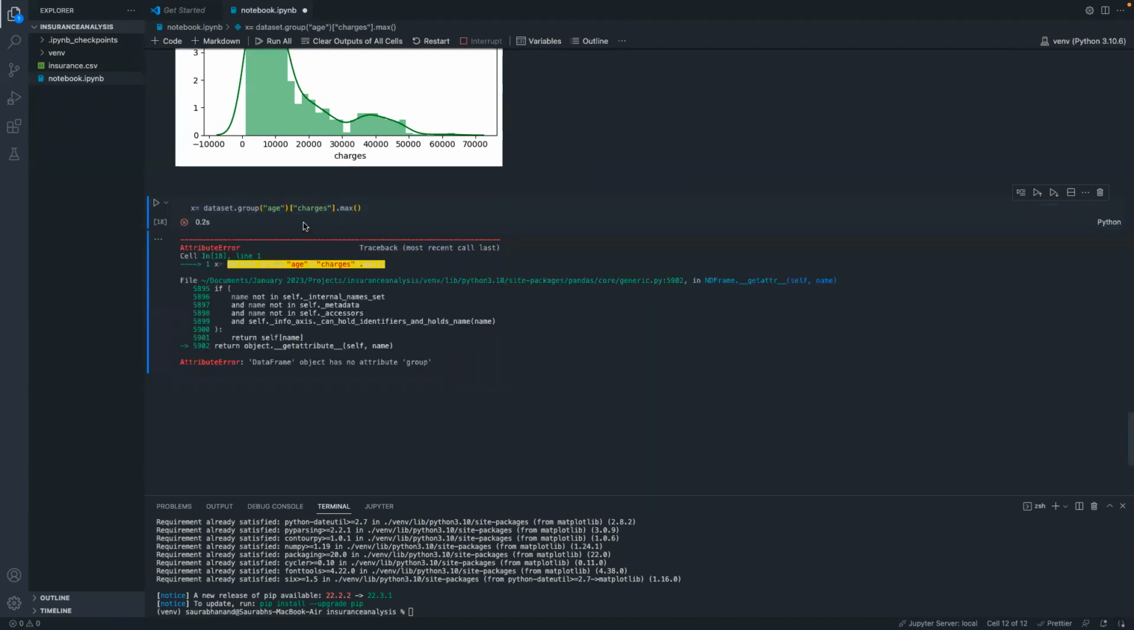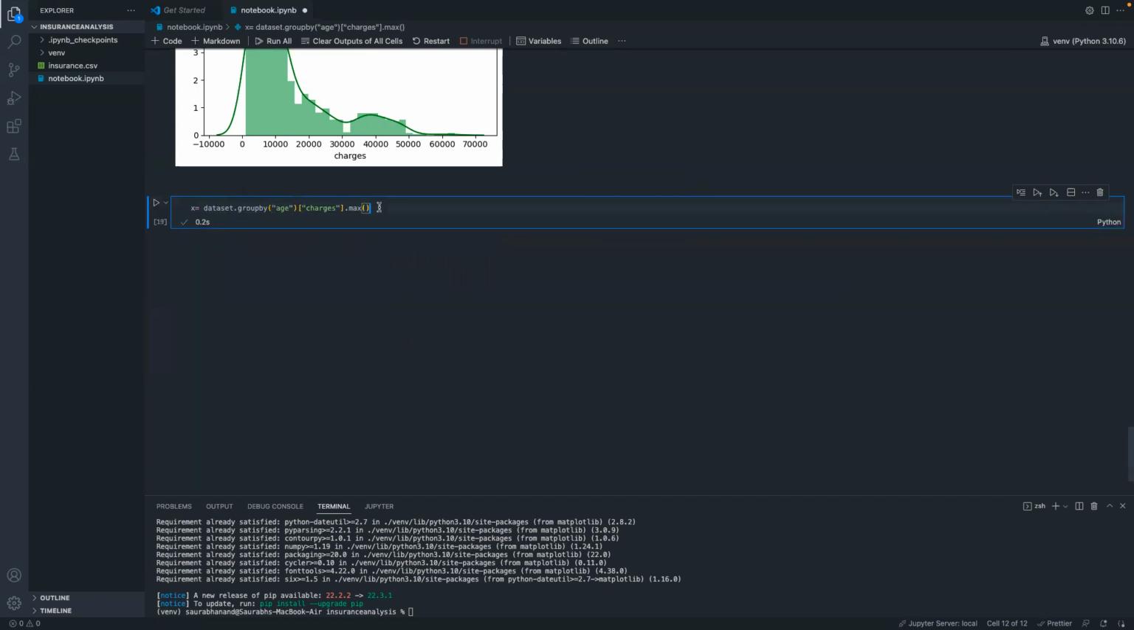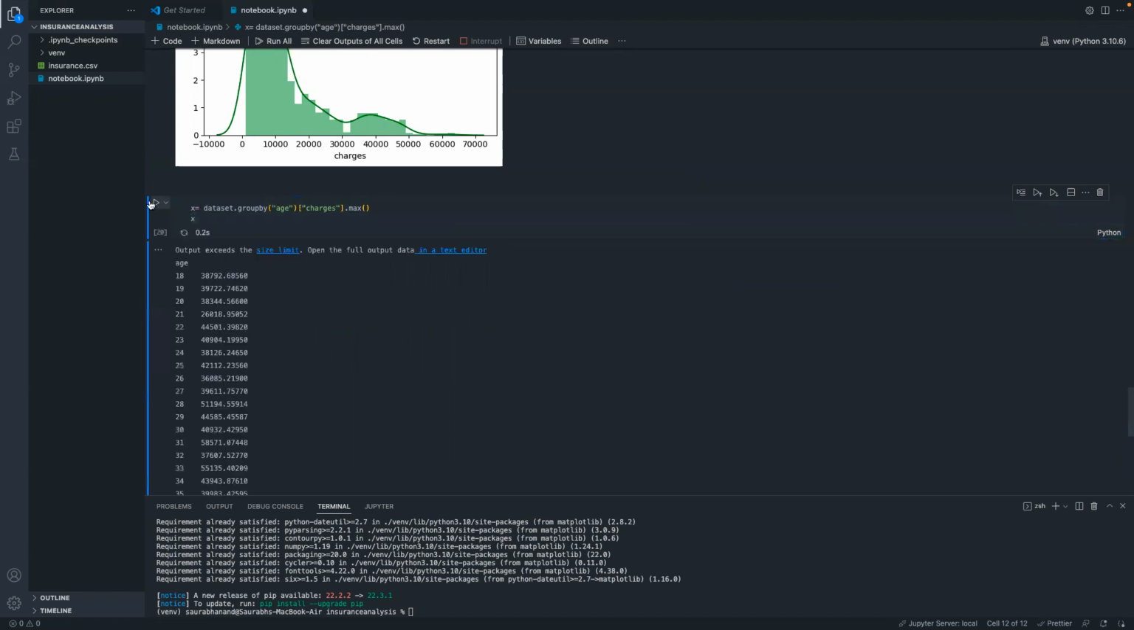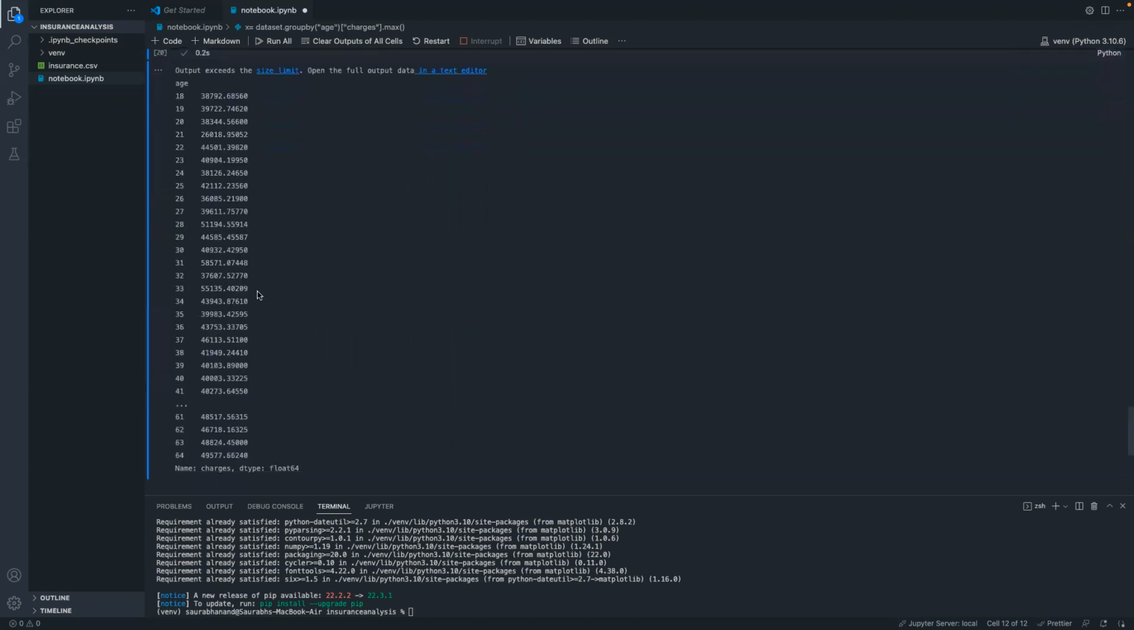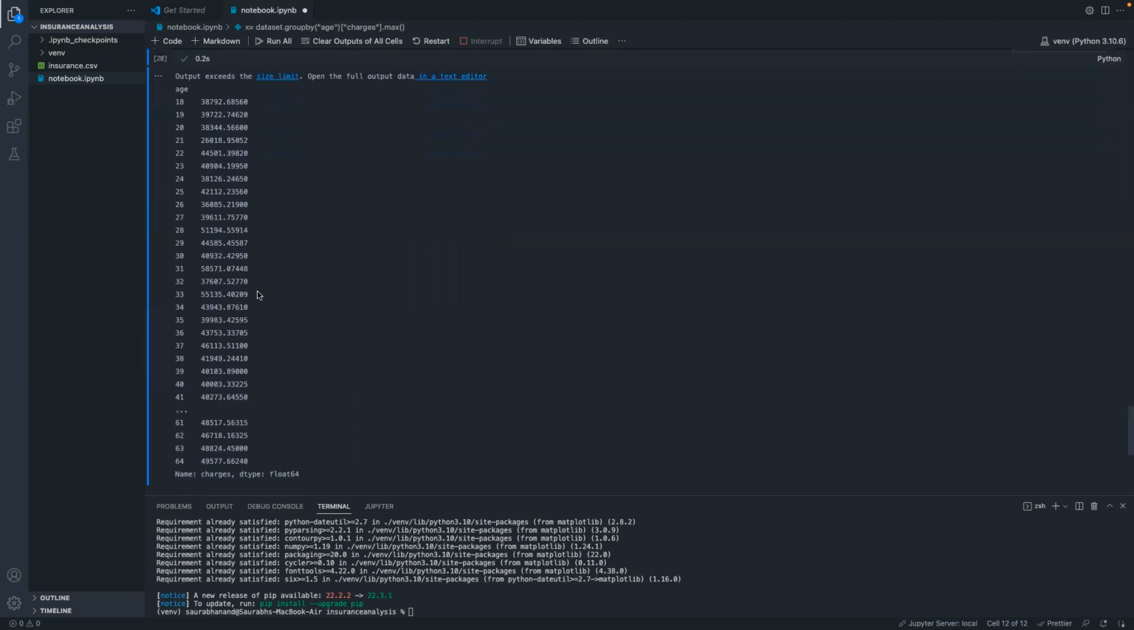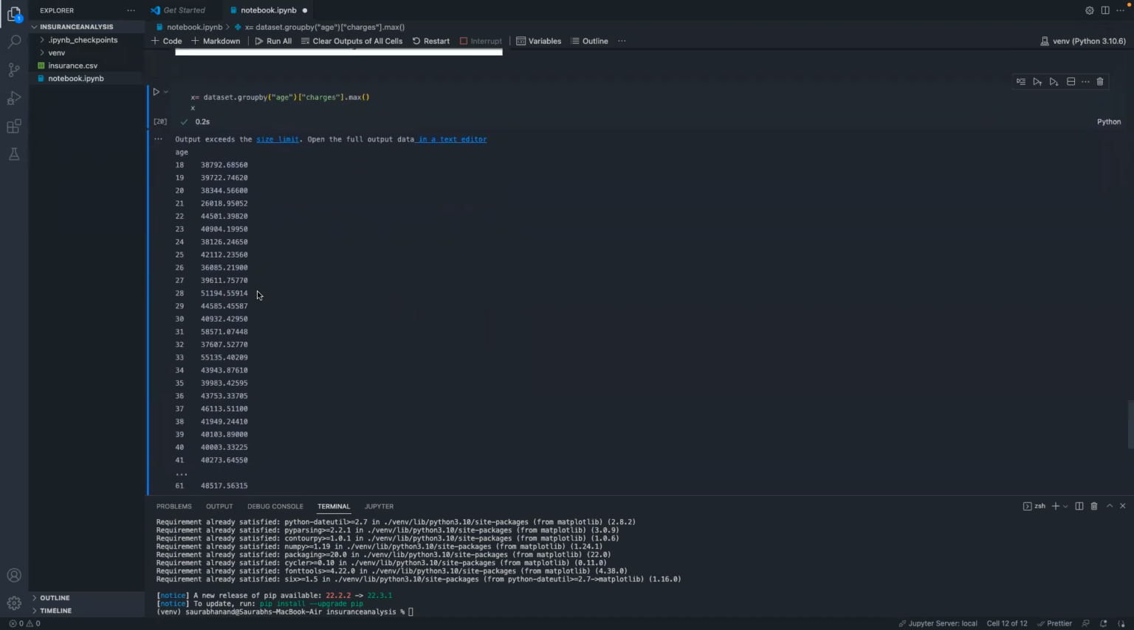Data frame object has no attribute. Oh, so I again forgot to put group by here. So yeah, this should work now. So I'll just output this and let's see what we're getting here. So yeah, this is giving us the maximum value, but what I want is for which age the insurance charge is maximum.